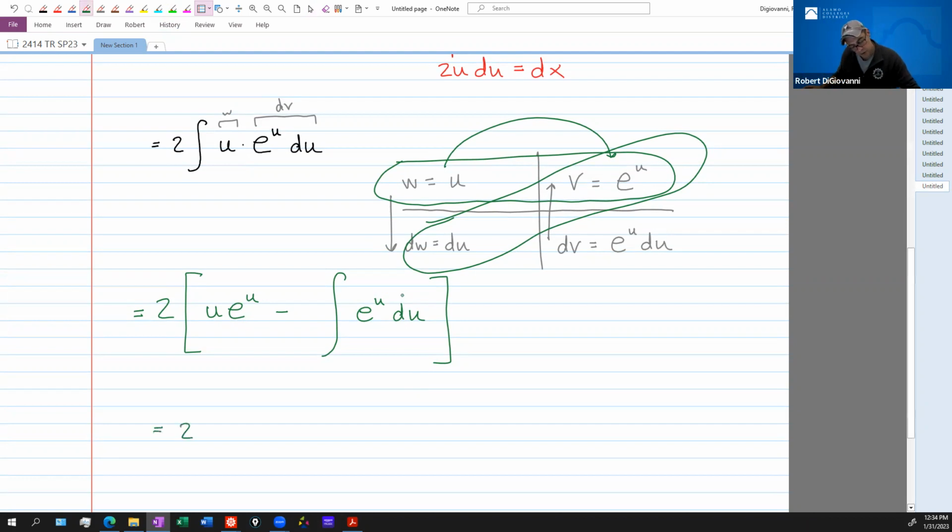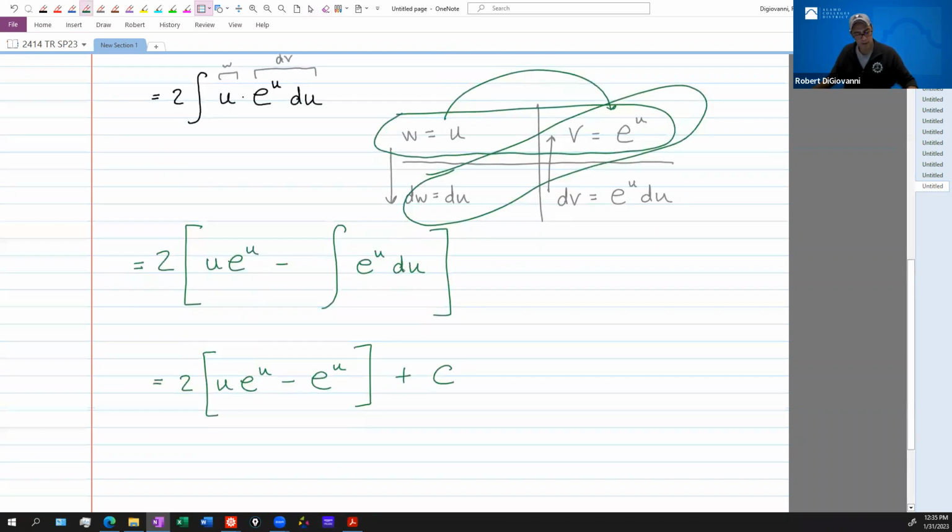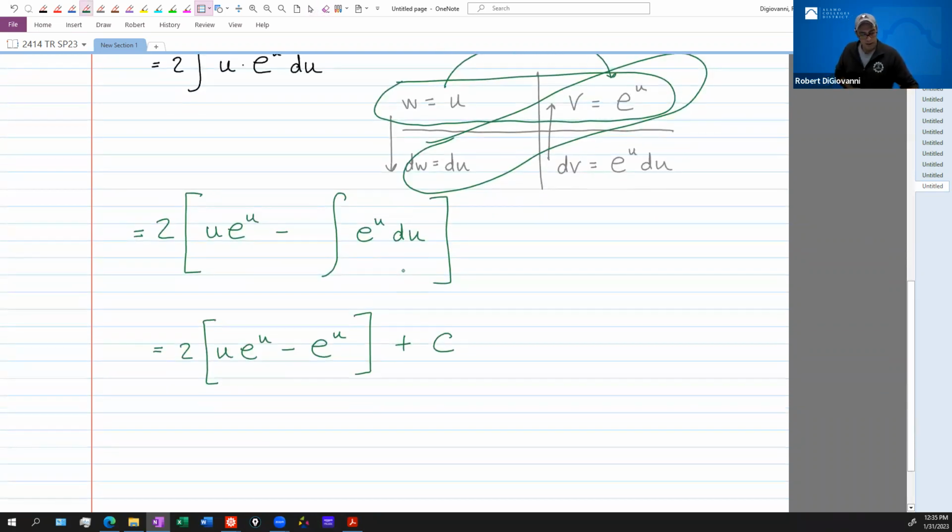So we have 2 times u e to the u minus the antiderivative, e to the u is itself. Add a plus C because I took the antiderivative. I'll put that in bracket here, bracket there, and maybe distribute the 2.